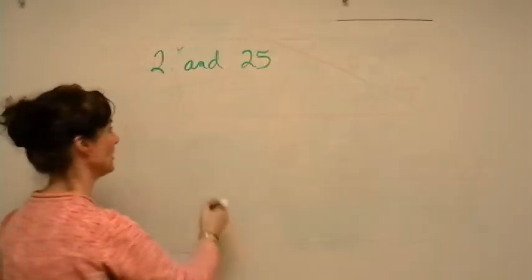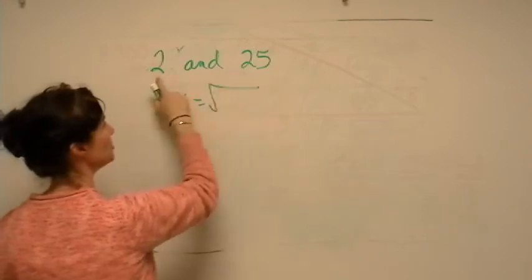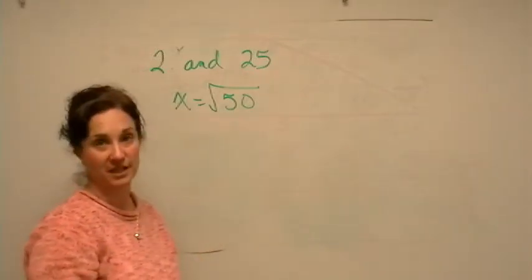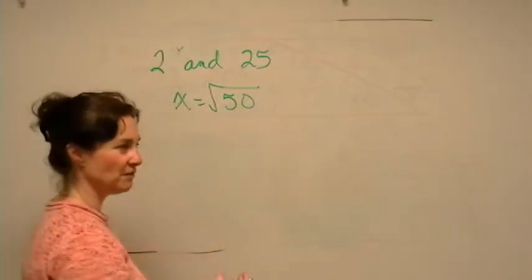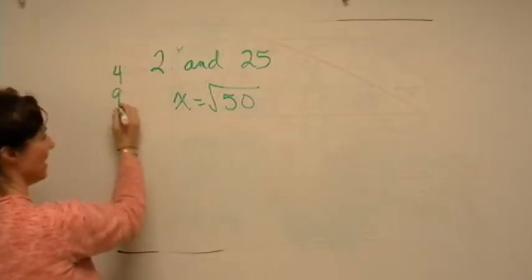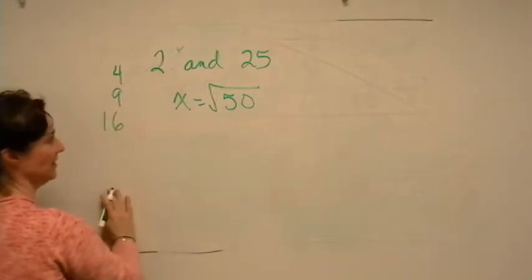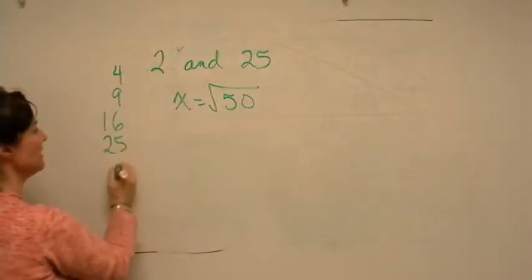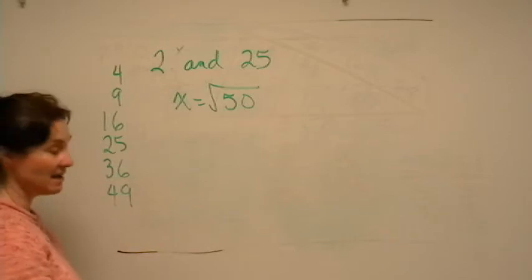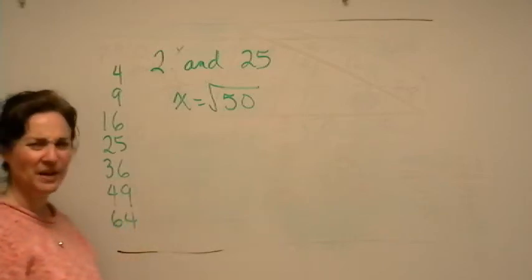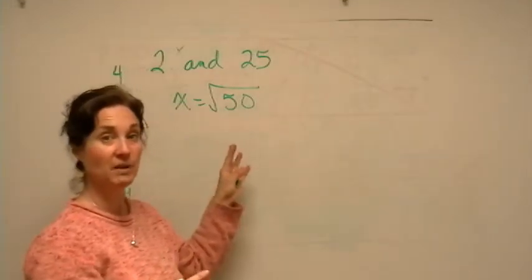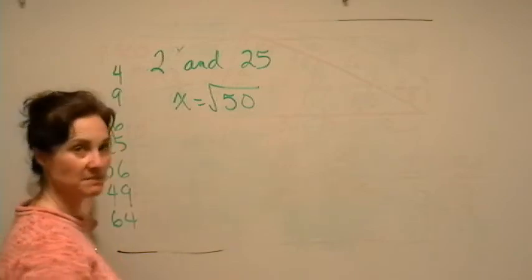Okay, following our rule, you're going to say x is equal to the square root of 2 times 25, which is 50. There is no perfect square root of 50. Now you remember that there are certain perfect squares. Perfect squares are 2 times 2, which is 4, 3 times 3, which is 9, 4 times 4, which is 16, 5 times 5, which is 25, 6 times 6 is 36, 7 times 7 is 49, 8 times 8 is 64. Okay, so what you want to ask yourself is, could I factor this, find numbers that can be multiplied together that include some of these perfect squares?